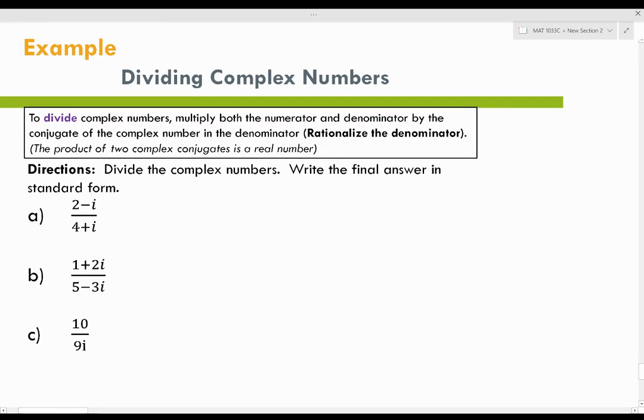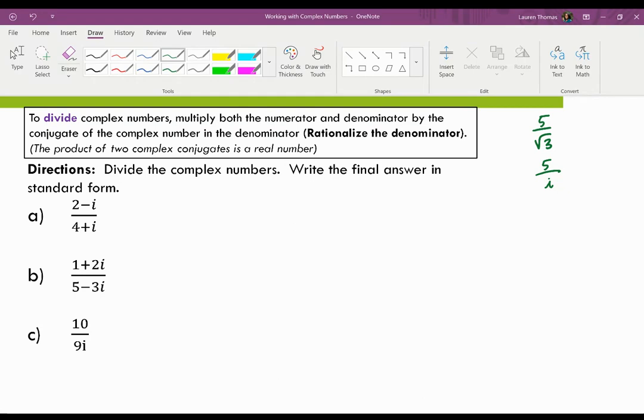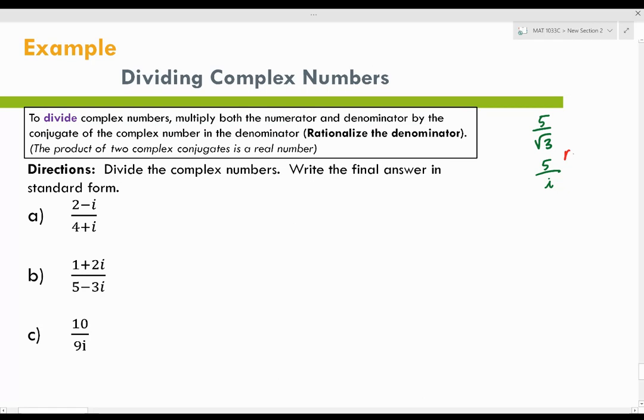Okay, so the directions for division say to divide complex numbers, multiply both the numerator and the denominator by the conjugate of the complex number in the denominator. So we're going to be rationalizing the denominator, okay? And it says the product of two complex conjugates is a real number. So that's going to be important. So just like when we have something like 5 over the square root of 3, and we can't leave the square root in the bottom, the same principle is going to apply to imaginary numbers. So anytime you have an imaginary number in your denominator, you're going to need to rationalize, okay?